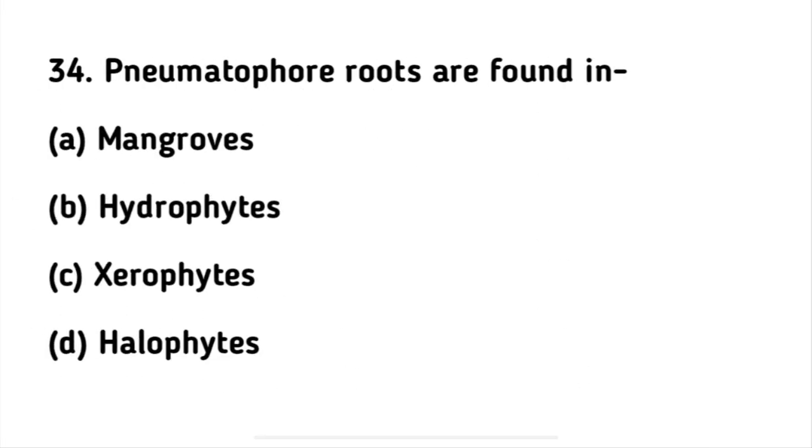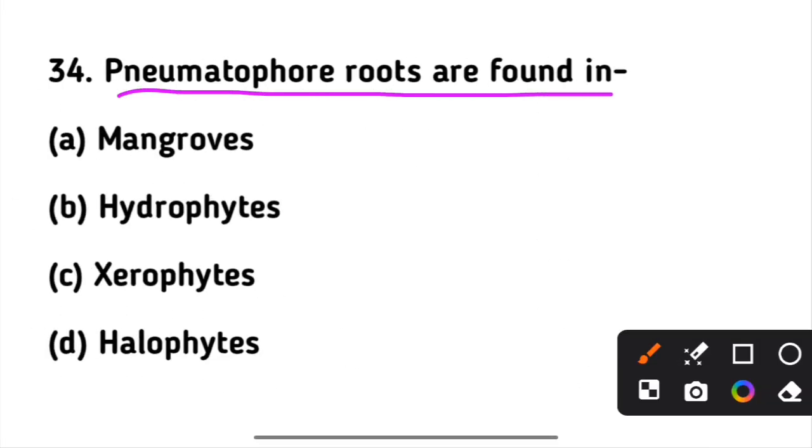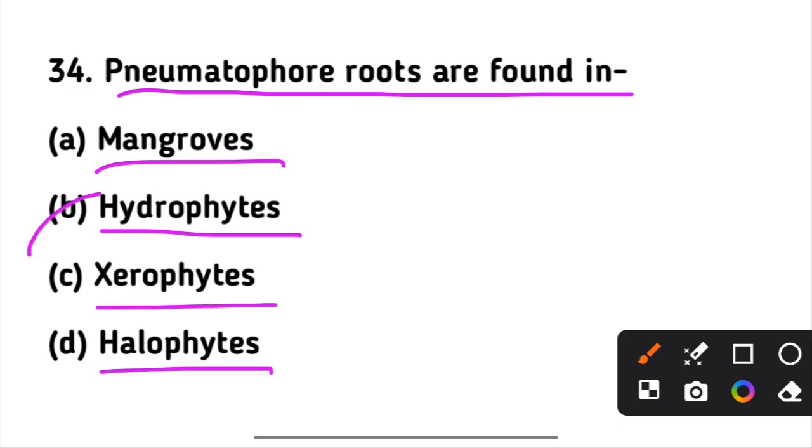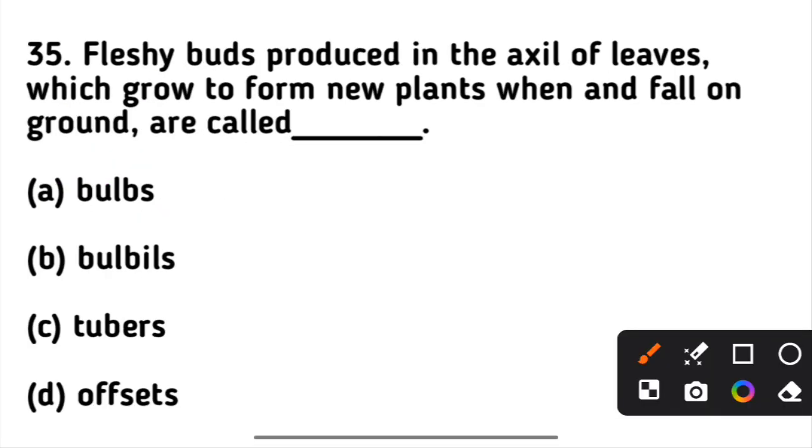Next question. Pneumatophore roots are found in: mangroves, hydrophytes, xerophytes, halophytes. Option B is correct, hydrophytes. Pneumatophore roots are found in hydrophytes.